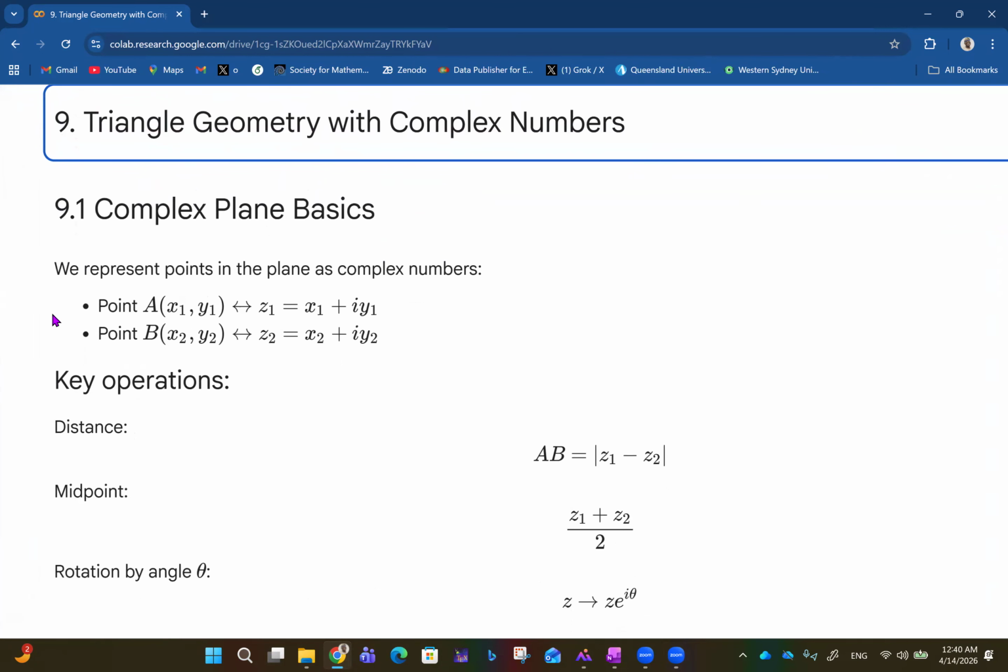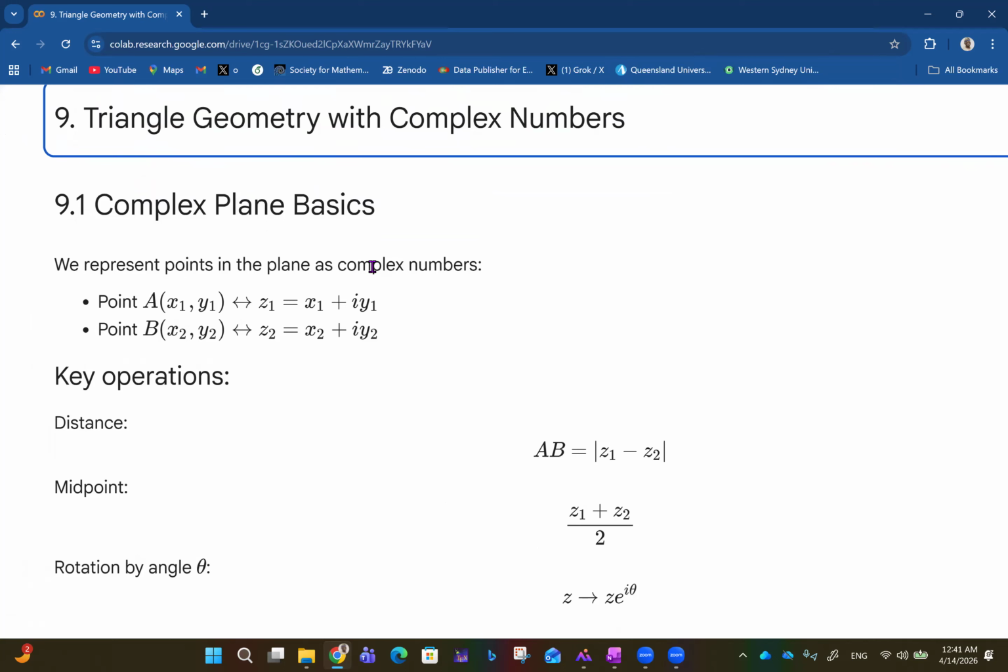First, let's start with complex plane basics. First of all, we represent points in the plane as complex numbers. Say point A, (x1, y1). Normally x1, y1 for coordinate geometry is in the real number system, where x talks about the x-axis and y talks about the y-axis. But in the case of complex planes, the x1, y1 is coming from z1, which is x1 + iy1, meaning every x you see is real and every y you see is imaginary on the Argand diagram, not on the Cartesian coordinate system like we have for coordinate geometry. So point B, which is x2, y2, is coming from z2, which is x2 + iy2.